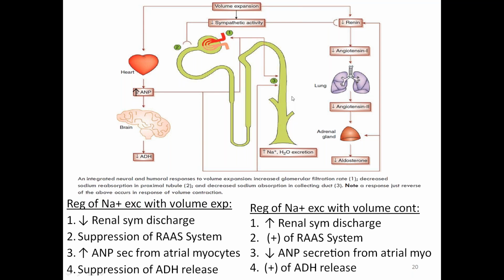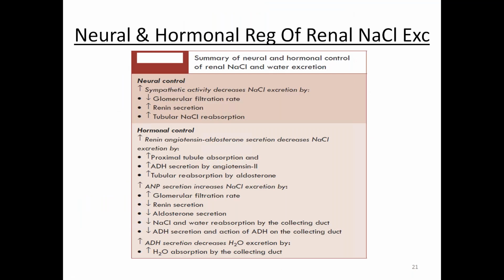So, as I said, in case of euvolemia, the effects are limited to the collecting duct. But in case of volume contraction or expansion, as we spoke about earlier, the effects are reflected in the entire nephron. I hope this is somewhat clear. So this is a summary, this table, just have a look. This is a summary of the neural and hormonal regulation of sodium chloride excretion that we just spoke about.